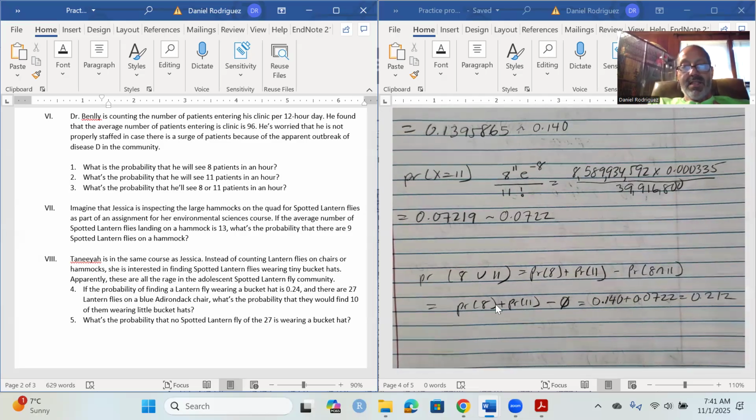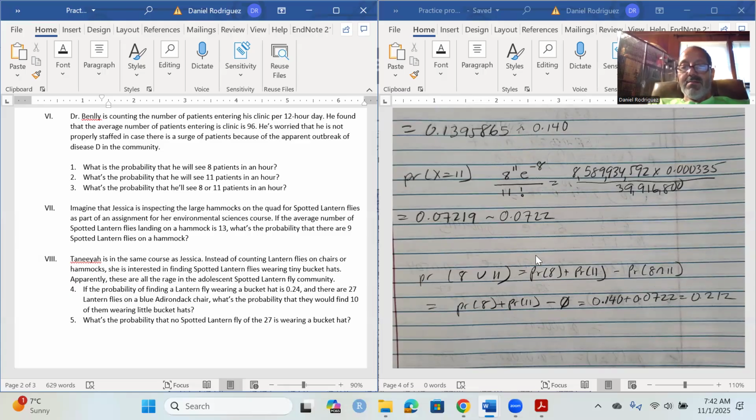We have the probability of seeing 8 patients or 11, which is the probability of seeing 8 plus, because it's either-or, right? Now, here's what I did. This is something interesting here. I did this on purpose. I used the entire addition rule. If you recall from an earlier lecture, the one on probabilities, I discussed these different probability rules.